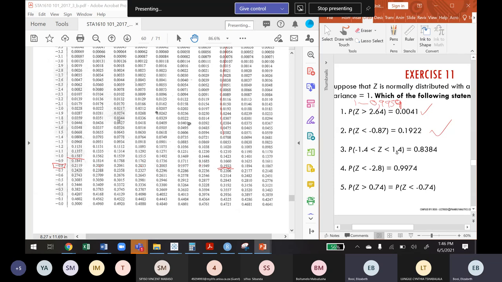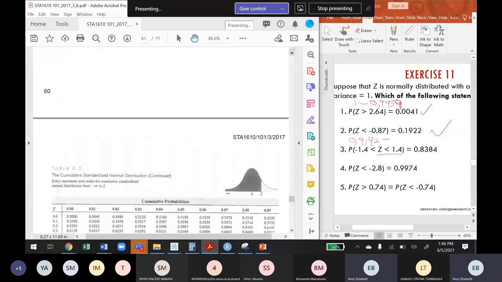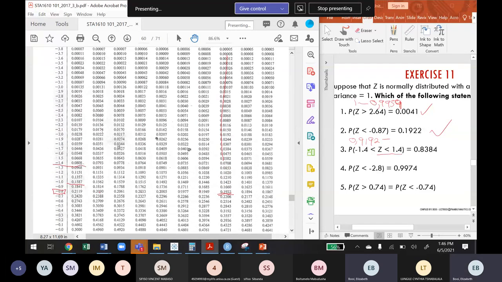The next one, we need to find the probability of 1.46. So we need to go to the positive side and find 1.40, which is 0.9192, and we need to subtract the value we find in 1.4. We get 0.0808, and when we subtract 0.0808 from 0.9192, it gives us 0.8384, which means that is correct.